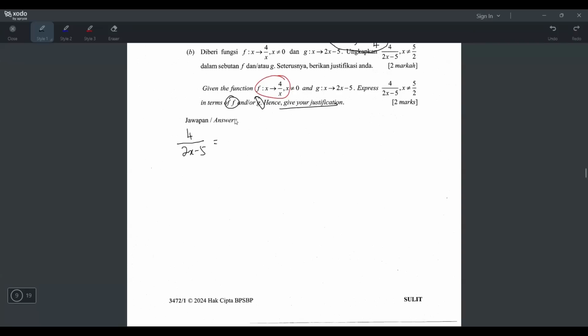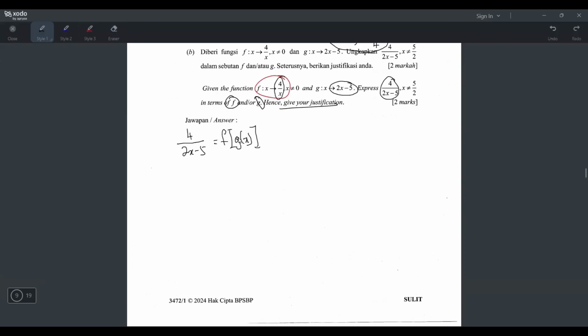So first thing first, I already know this is fg(x). Let me tell you how I know it. Because 4 over 2x minus 5, can you see it looks exactly the same as this function right here, 4 over x? It's just that the x, they replace with 2x minus 5. And 2x minus 5 is g(x), right? It means that this function is actually f(x), but the x replaced with g(x).